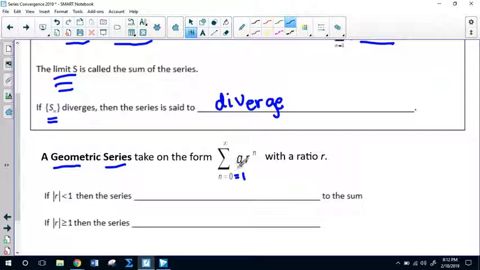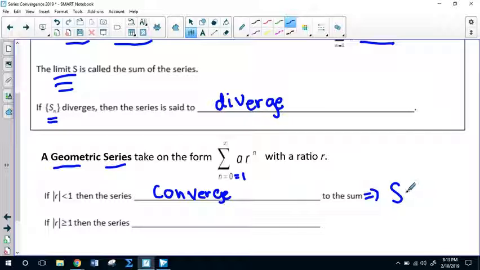Then you have some number a times r to the n, and r stands for the ratio. So if the ratio is less than 1, then the series is said to converge to the sum, and we have a formula for this sum. You learned it last year.